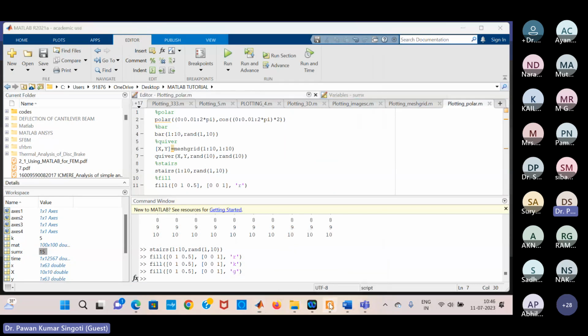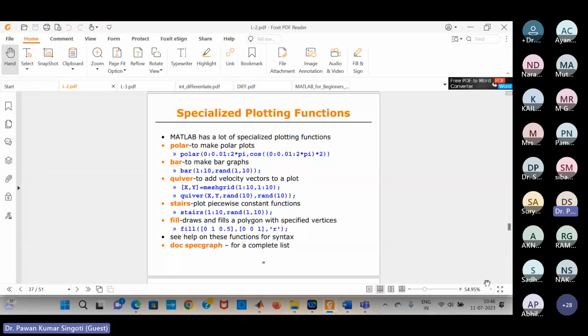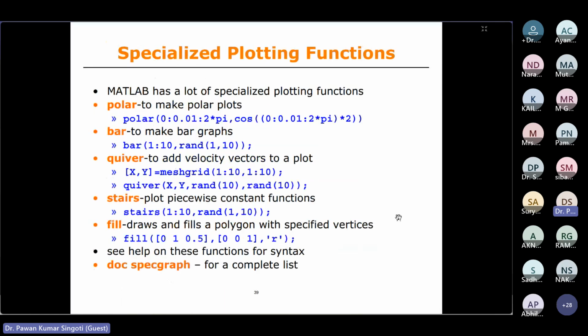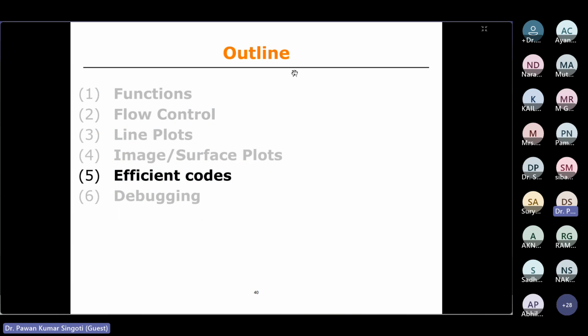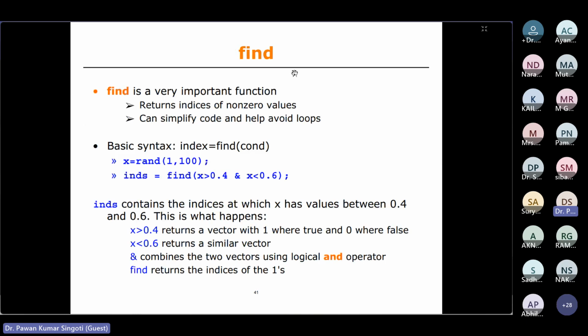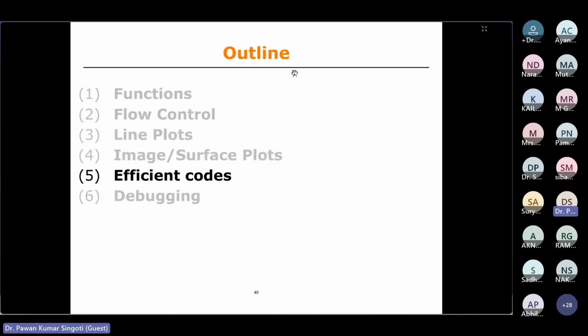So these are some specialized plotting functions. These are very helpful for plotting or showing some data representation. Okay. So doc spec graph gives the complete list of what is available in specialized graphs and plotting functions. Now, how to make code efficient. Till now we have covered functions, flow control, line plots, 3D plot, surface plot, image sc plot, and some specialized plots. Now how can we make our code efficient.